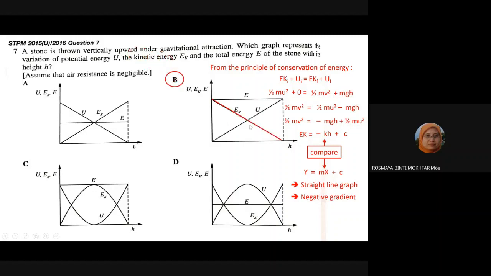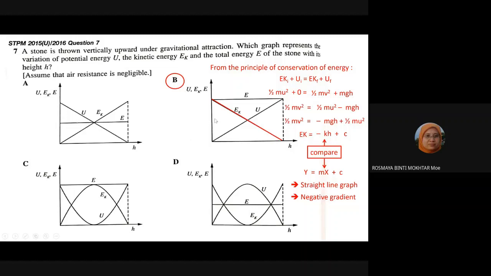Because it's a straight line and it has y-intercept value C. Whereas for A, look at the Ek line: the y-intercept value is 0. It starts at the origin. Therefore, A is not the answer. The answer is B.